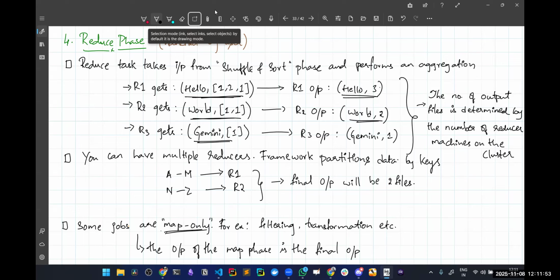I can say that in all of the documents that I received, hello occurred three times, world occurred two times, and Gemini occurred only once. So this is my final output. This is how reduce works. So we will see a pseudocode for this one.